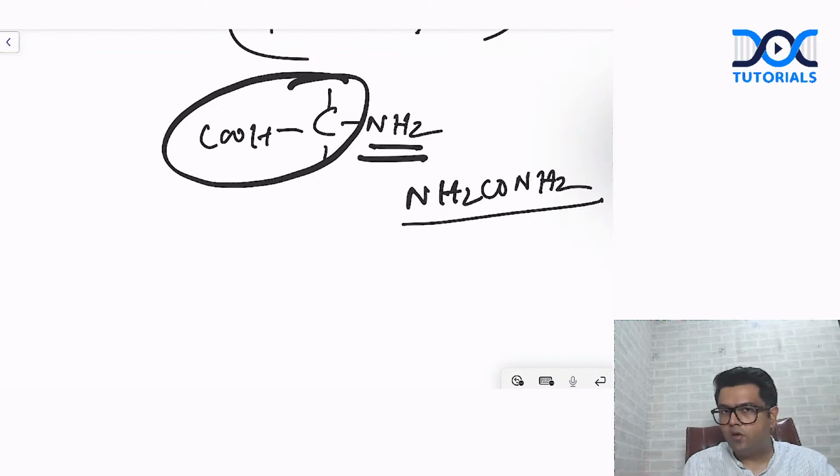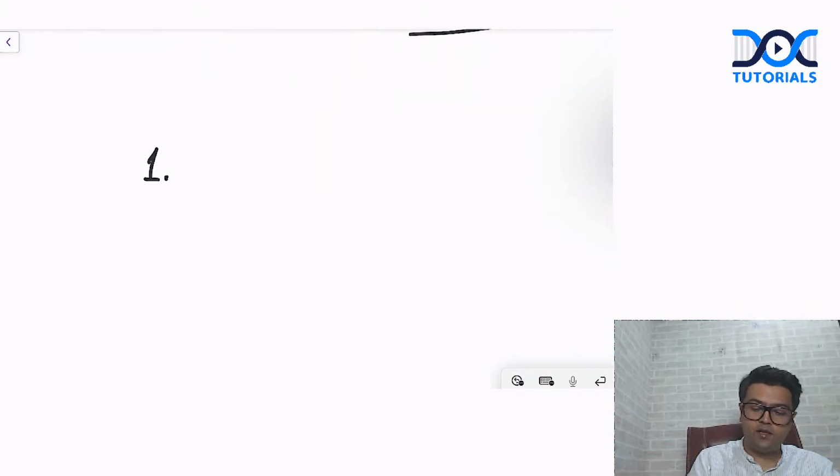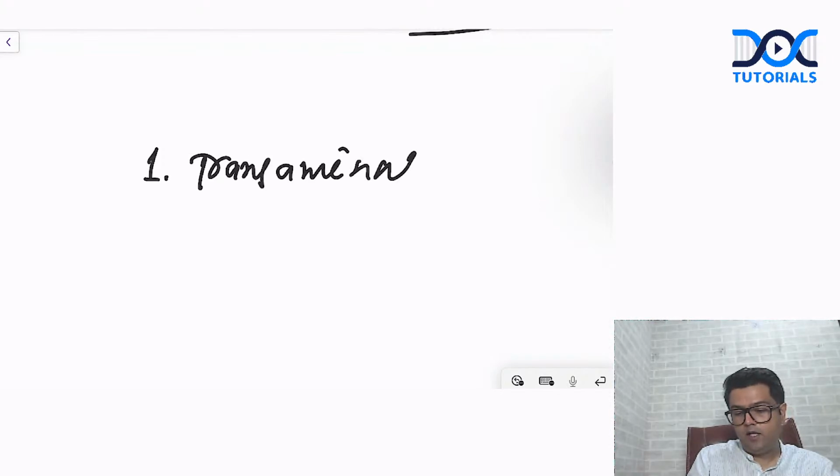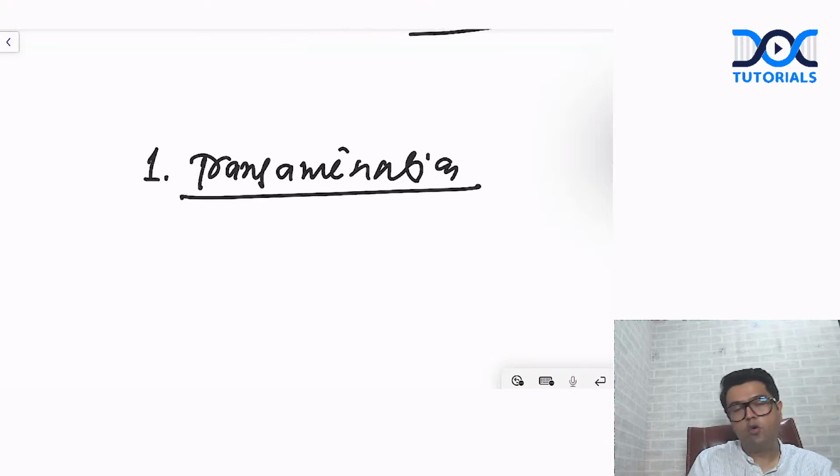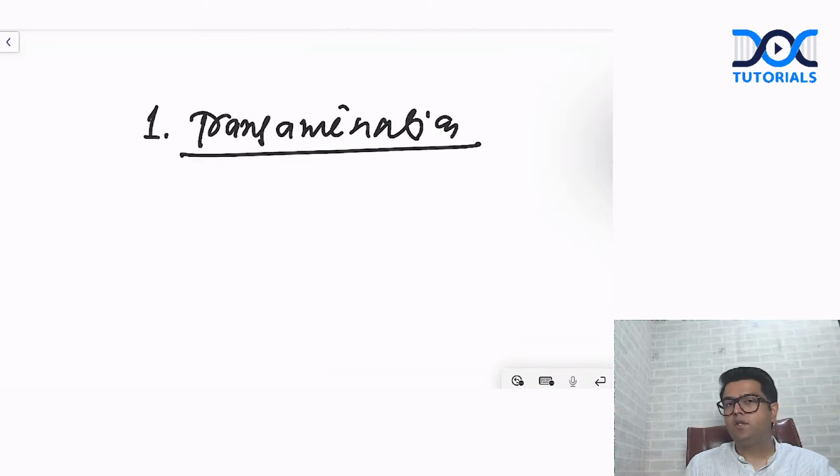So, guys, to convert the amino acid into the urea, we need to follow 3 steps: transamination, oxidative deamination, and finally the urea cycle. So the first step we always do is called transamination. Okay, transamination can be a short question also, guys, right? What is transamination? Transamination is a transfer of nitrogen from one amino acid to the other keto acid, right?